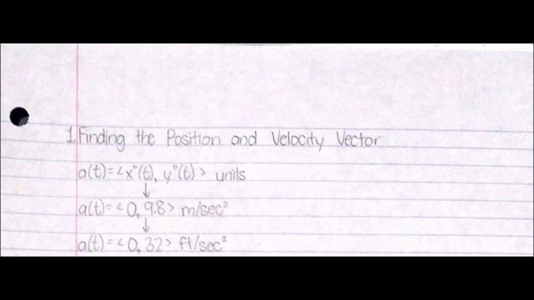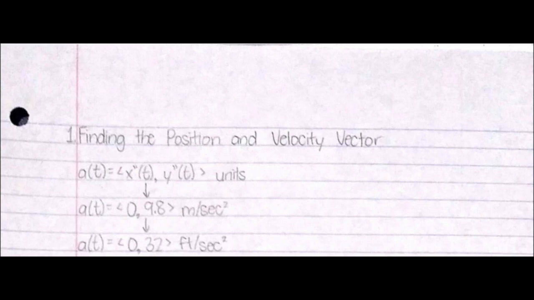Now I'm going to try to find the position and velocity vectors for my basketball shot for any time t. So I'm going to start with what I already know, which is the acceleration due to gravity. Since gravity is a downward vertical force of 9.8 meters per second squared with no horizontal force, the acceleration of the ball is going to be represented by the vector 0, negative 9.8 meters per second squared.